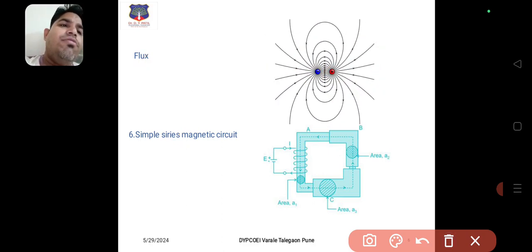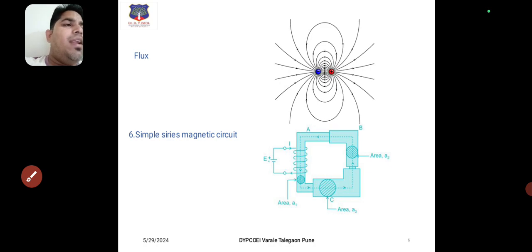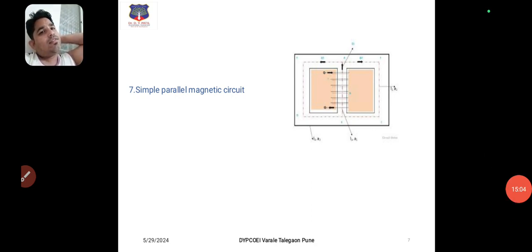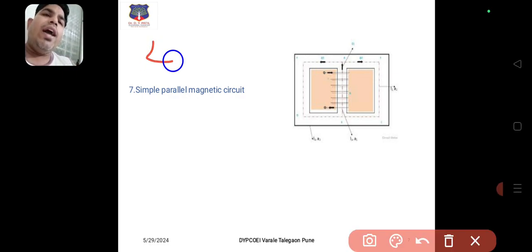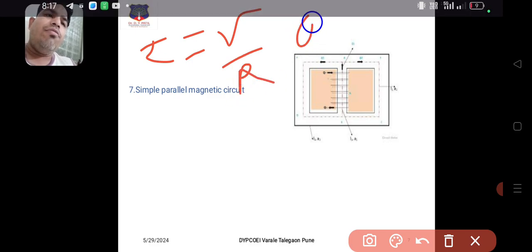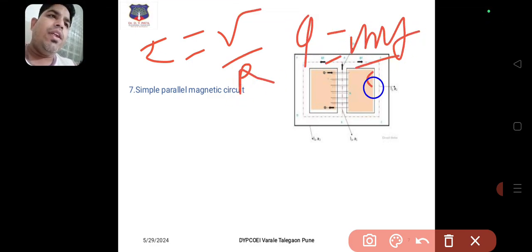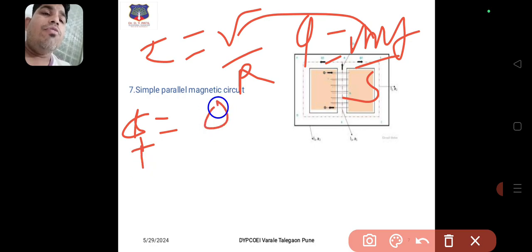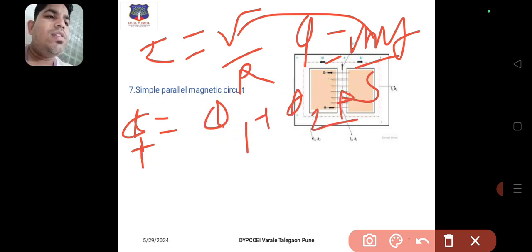Now in the case of parallel, what will be the same? Voltage is the same, which means mmf is the same. I is equal to V divided by R, and phi is equal to mmf divided by S. V stands for mmf. What is different? Current is different, so phi t is equal to phi 1 plus phi 2 plus phi 3.